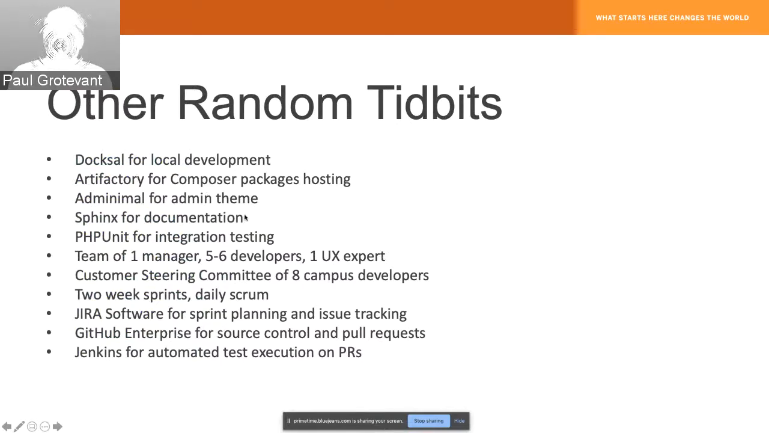For Drupal 7 and where we started on Drupal 8, our documentation was in a wiki. We have a campus-wide instance of Confluence, which is Atlassian's wiki product. And we are switching over to hosting our documentation ourselves in Sphinx, so it uses the reStructuredText format.